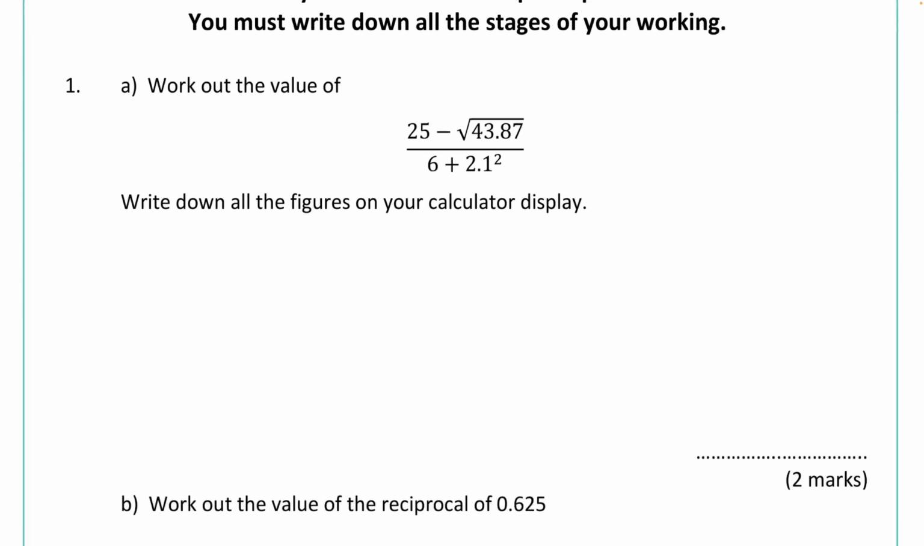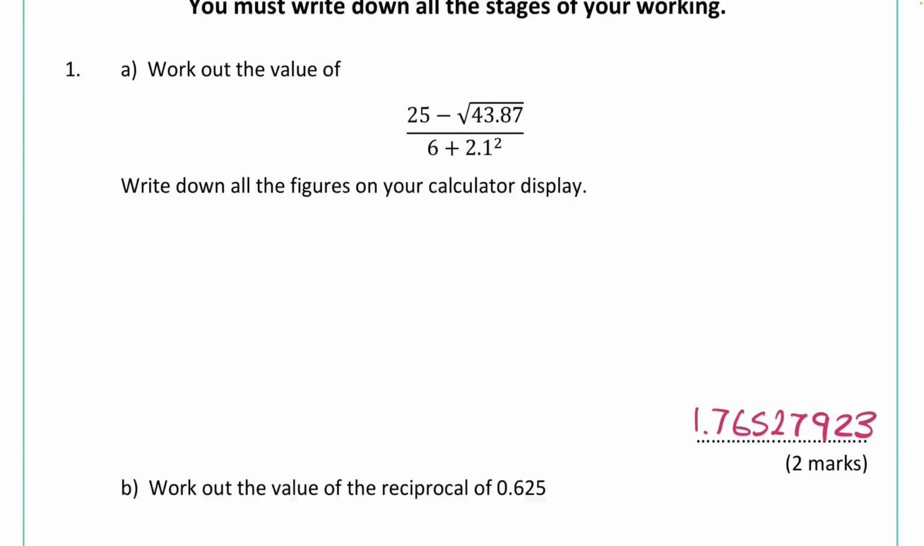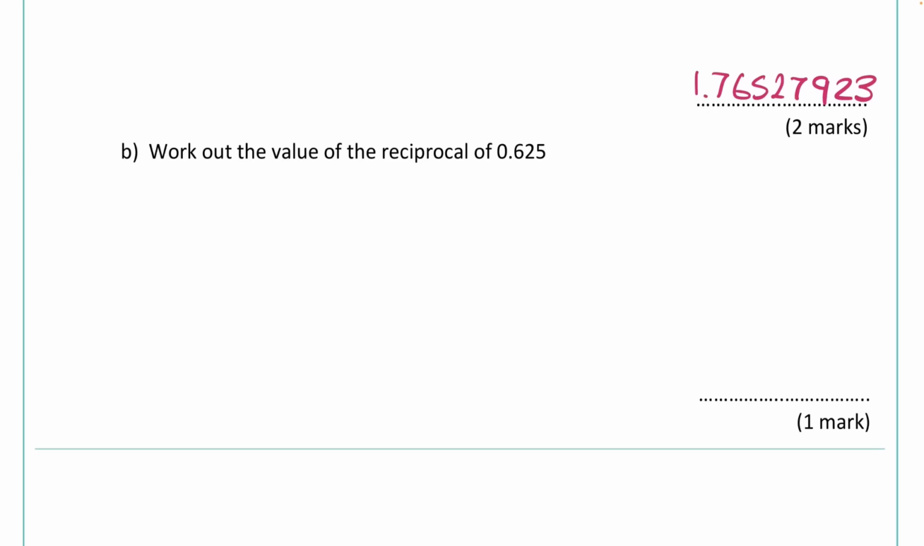So for this one here, my answer comes out as 1.765279223. So as long as you're getting the same answer there, that should be absolutely fine. If not, just double check, have a look at how it looks different on the page to on your calculator screen. Now part B here asks us to write the reciprocal of 0.625.